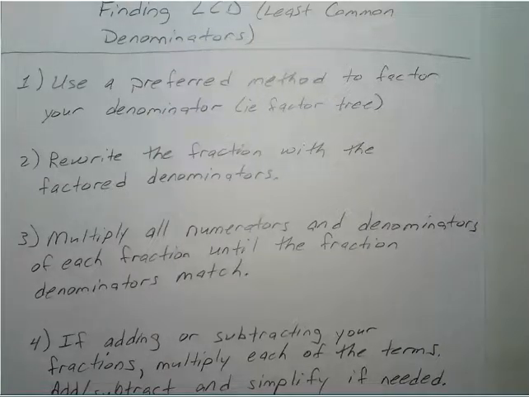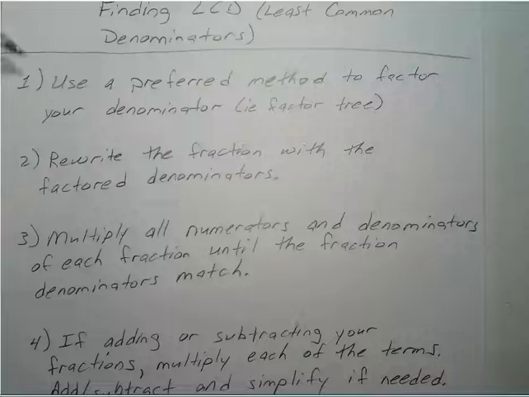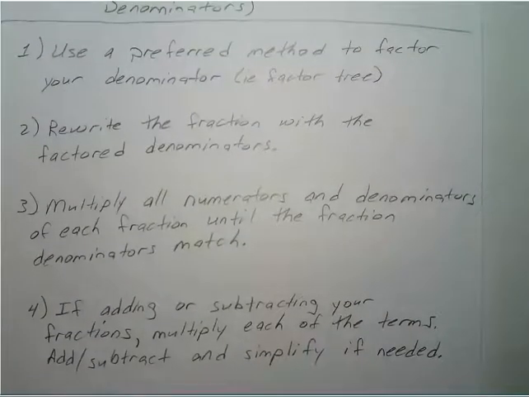First, you want to use a preferred method to factor your denominator, like the factor tree. Second, you want to rewrite the fraction with the factored denominator that you got from step one. Third, you want to multiply the numerators and denominators of each of your fractions until the fractions' denominators all match. I'll show you how to do that in the examples.